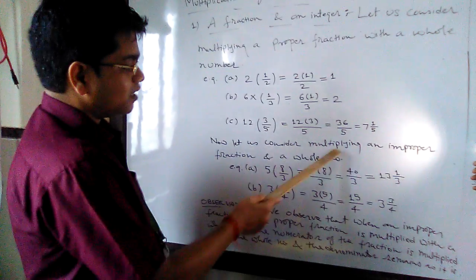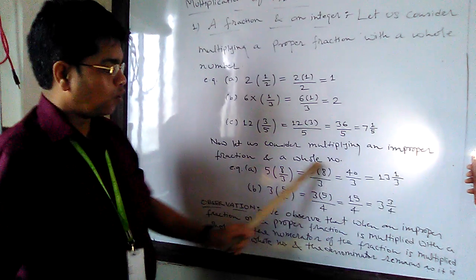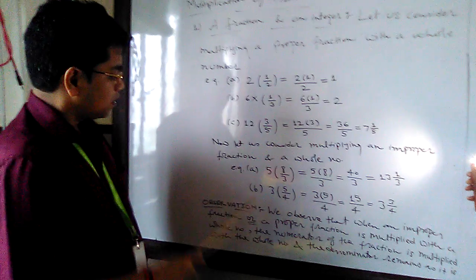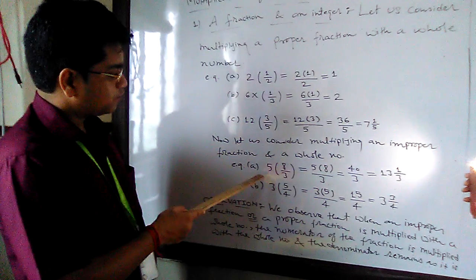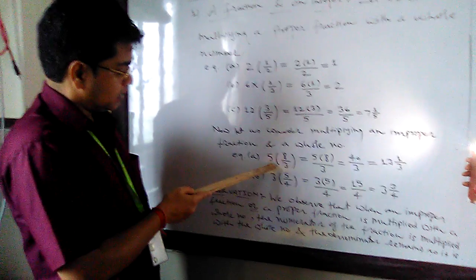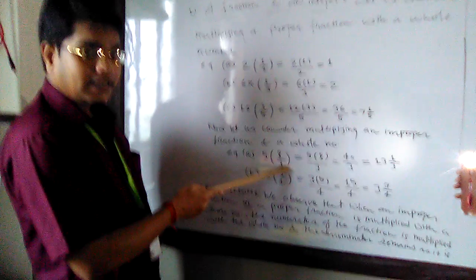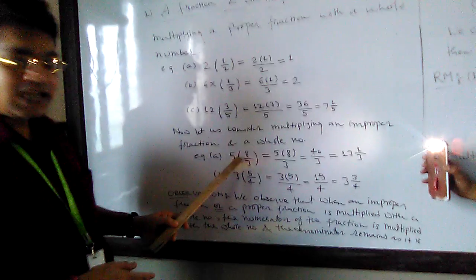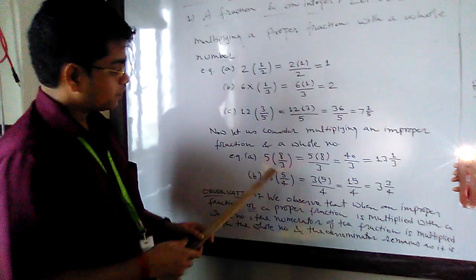Now let us consider multiplying an improper fraction and a whole number. Let us see few examples based upon this, where we multiply an improper fraction and a whole number. Now here see, we are multiplying whole number 5 with improper fraction 8 by 3. Now 8 by 3 is an improper fraction. Why? See, the numerator is greater than denominator.